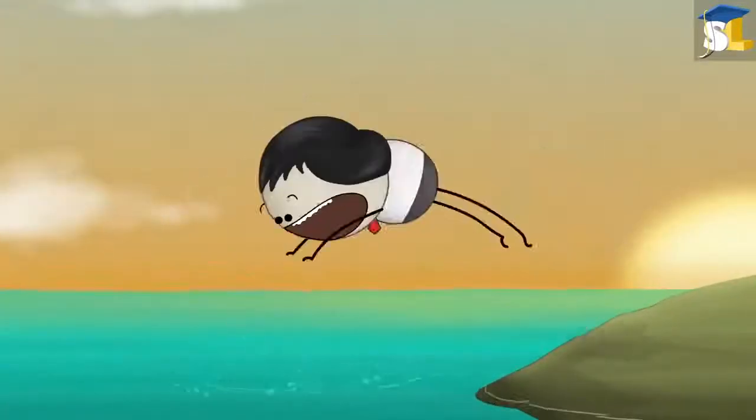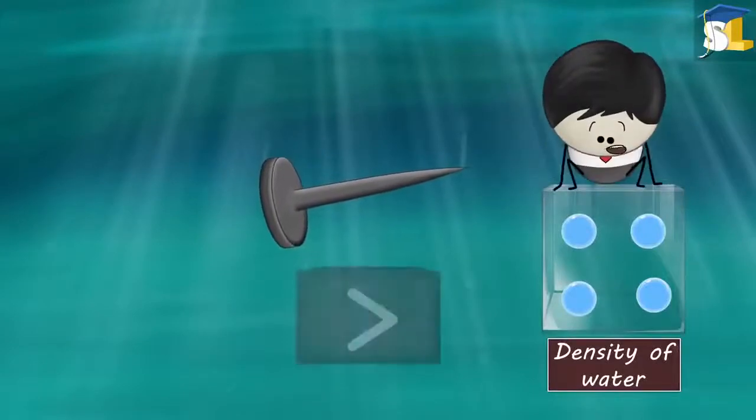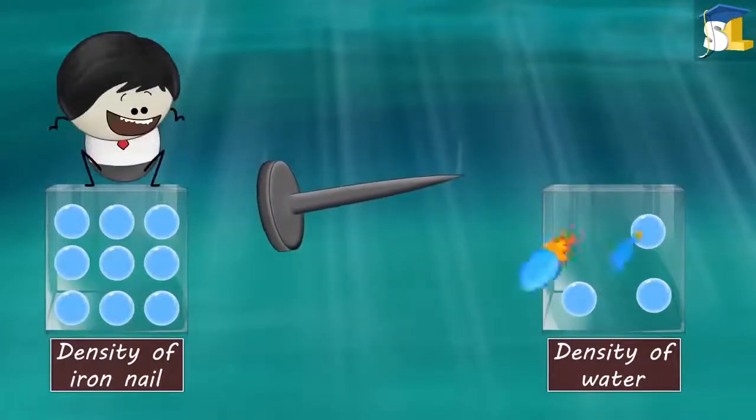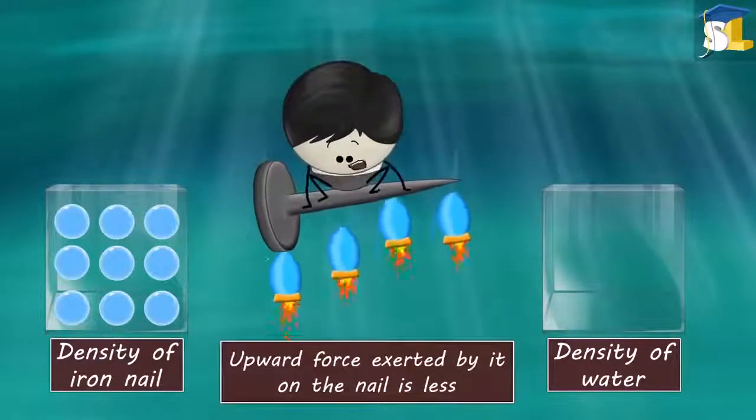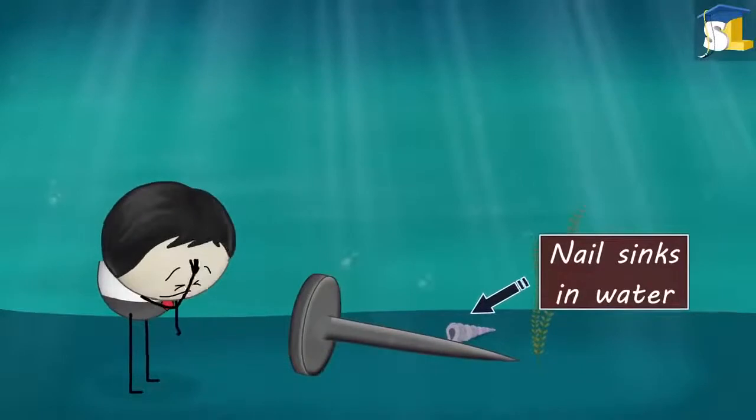In the first case, the iron nail sinks in water because the density of water is comparatively less than the iron nail. As water is less dense, the upward force exerted by it on the nail is less. Hence, the nail sinks in water.